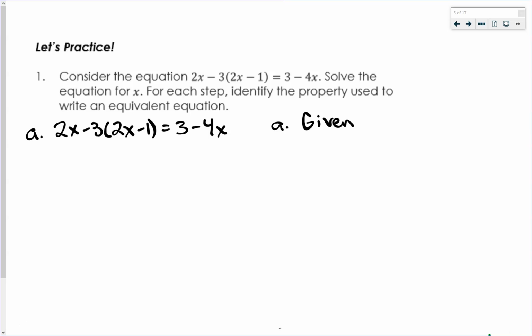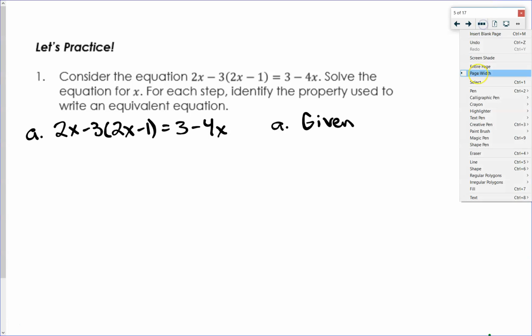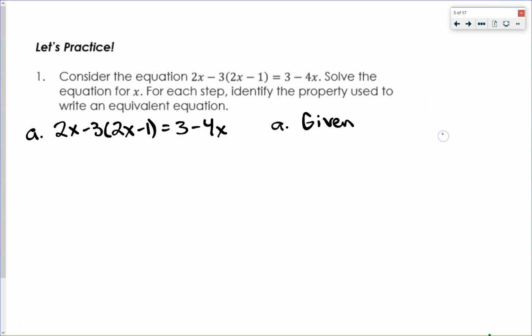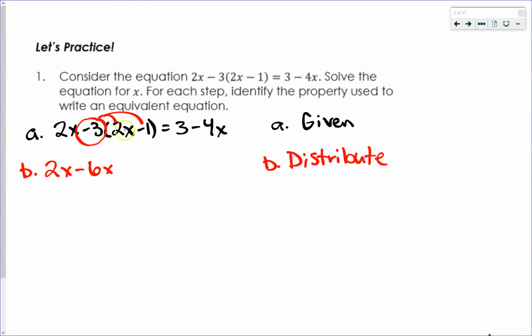All right, part B is going to be what is the next step. So the next thing we're going to do, I'm going to take -3 and I'm going to distribute. So part B, I'm going to distribute. So 2x is still here. -3 times 2x is -6x. -3 times -1 gives me +3.